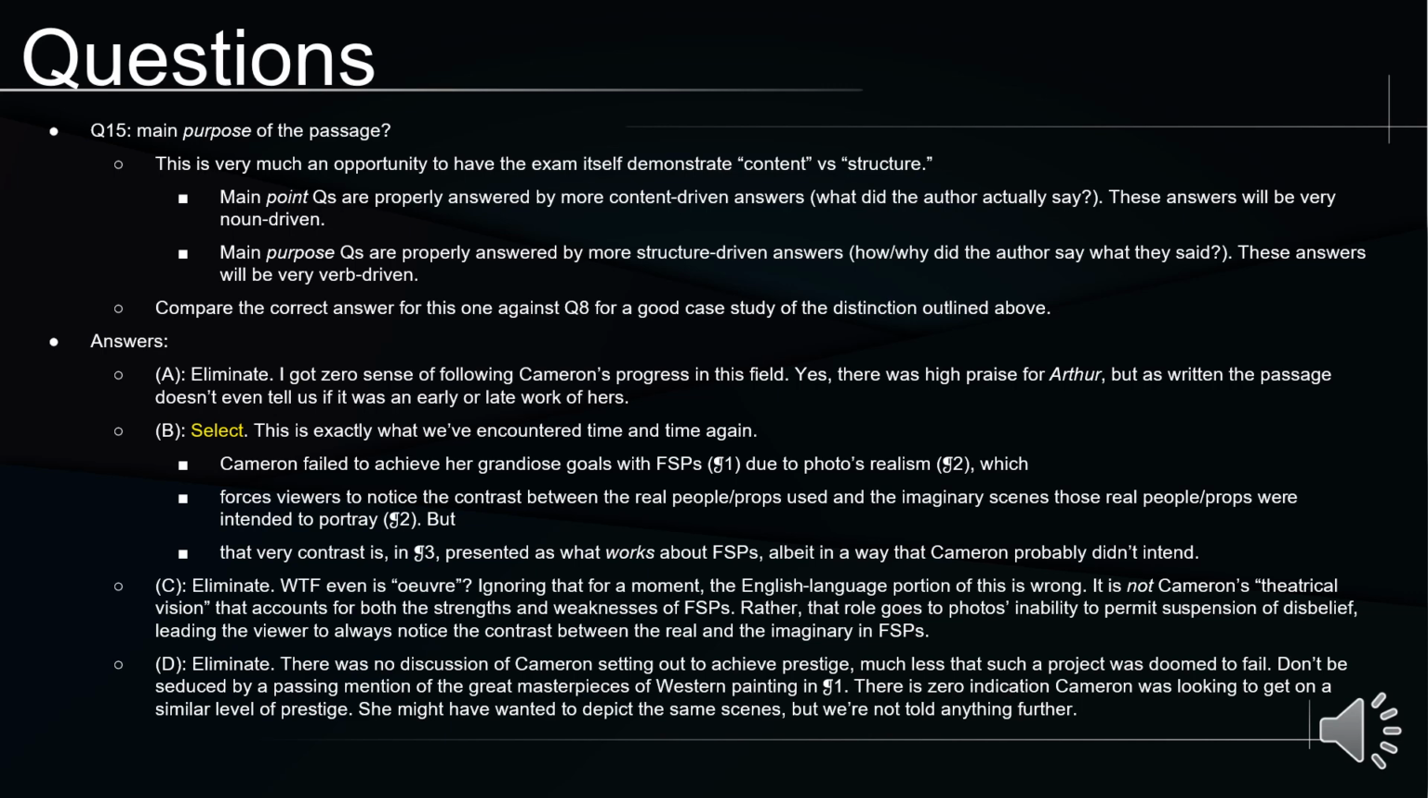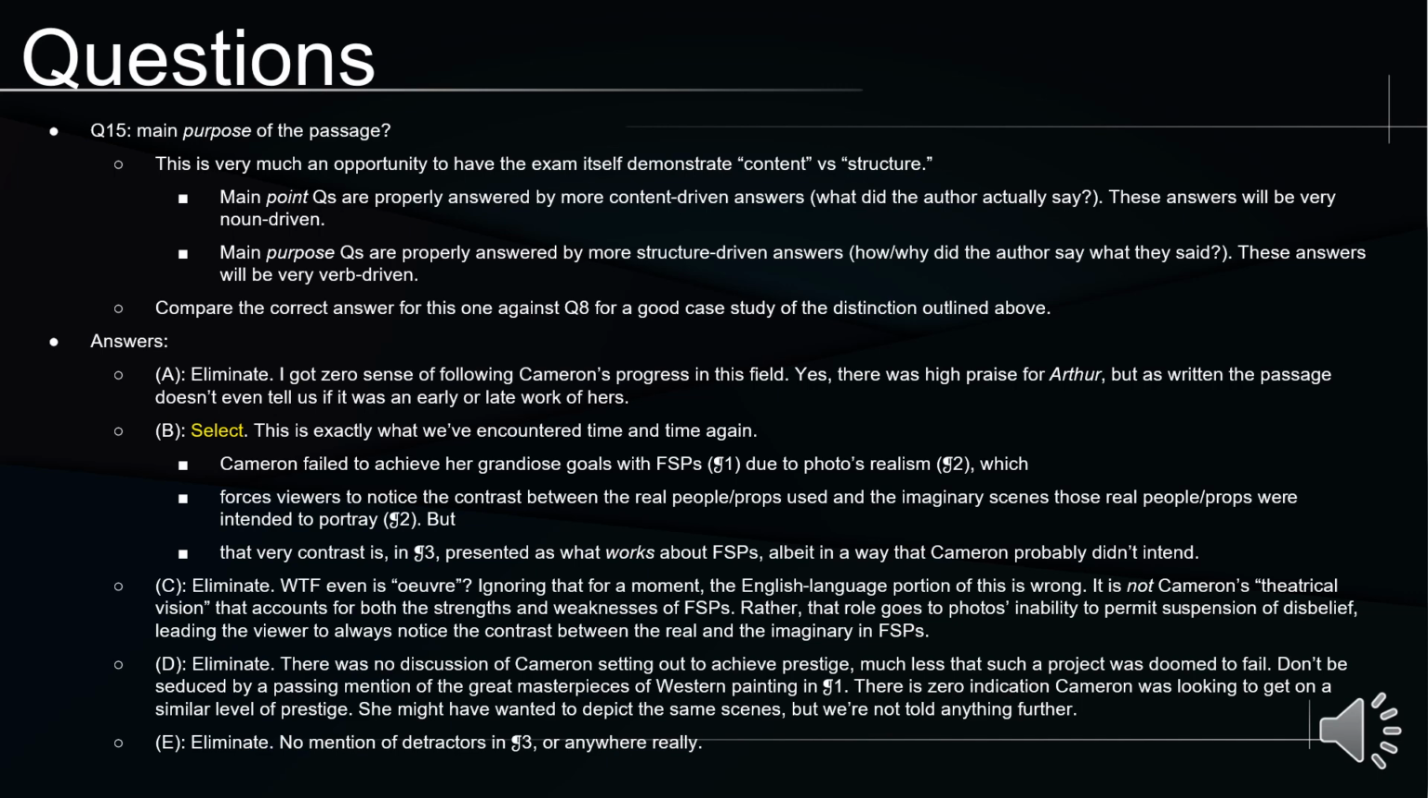But there's nothing in that term or around that term that tells me that she was doing this FSP project in order to get on the same level of sort of acclaim and prestige as these other works. So yeah, don't let paragraph 1 lead you astray. And finally, that brings us to E. I'm going to eliminate this one as well.